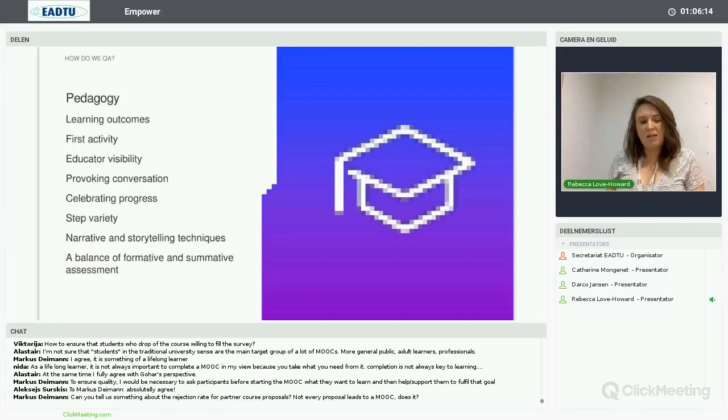Firstly, pedagogy. Just as examples of checkpoints on here, we'll look at learning outcomes. We'll consider, are they clear? Are they adhered to in a meaningful way, where a learner will obviously feel like they've achieved something? The first activity is a really big one for us as well, because it's obviously such a common drop-off point with online learning. If you lose a learner, then it doesn't give you any opportunity to get back their engagement throughout the rest of the course.